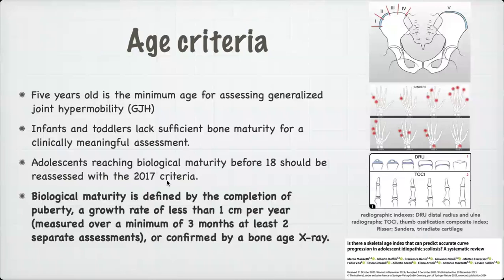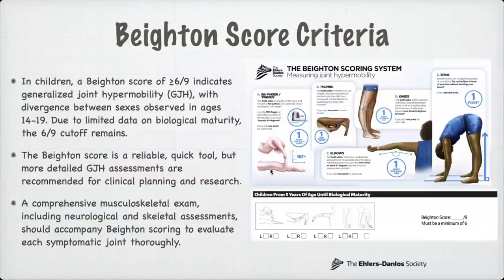But biological maturity can also be defined by the completion of puberty, a growth rate less than 1 centimeter per year that is measured over a minimum of 3 months, at least 2 separate assessments, not just by the bony x-ray. But obviously, this would be more accurate. So now if you have a child that fits this age criterion, the next step is to look at the Beighton score.